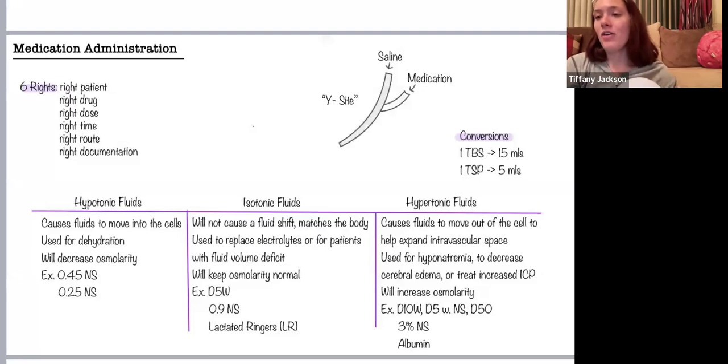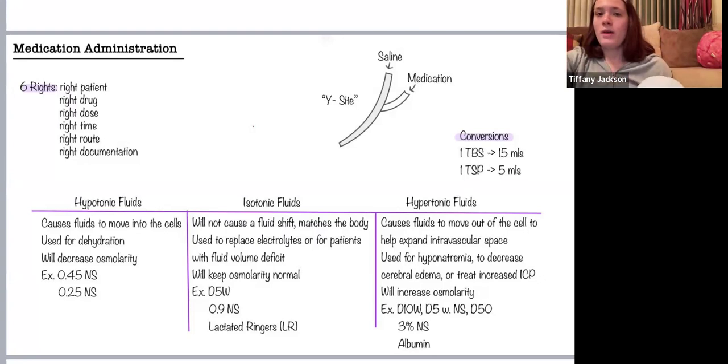And then finally, we have our hypertonic fluids. This is going to pull stuff out of the cell. Okay, it's usually used for hyponatremia and used to decrease ICP. These include D10 with water, D5 with normal saline, D50, 3% normal saline, and our albumin.